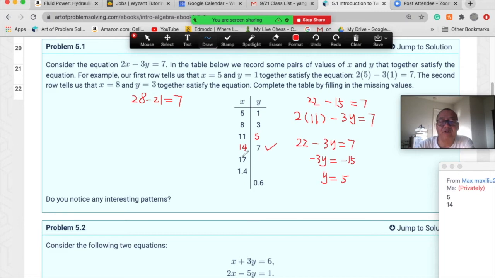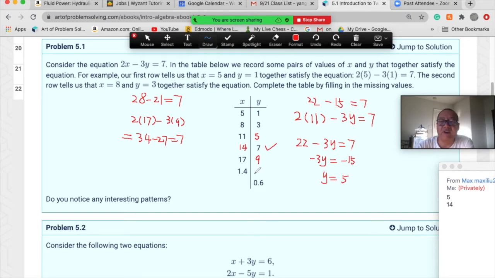When x plus 3, y plus 2. So this one should be 9. Then you can check 2 times 17 minus 3 times 9. You get 34 minus 27, that equals 7. That's true.